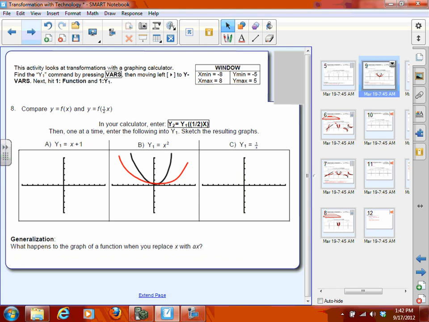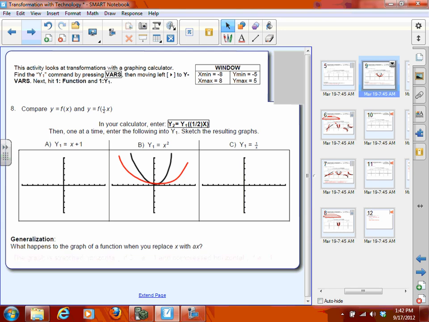We're not compressing it. We're stretching it, but we're stretching it horizontally. Like we're taking the sides of this U shape and we're pulling it apart. The more we pull apart, the wider it's going to look. So even though the graphs look very similar, how we're getting there is totally different. So we need to make sure we keep these straight.